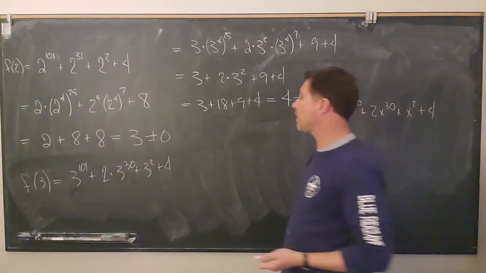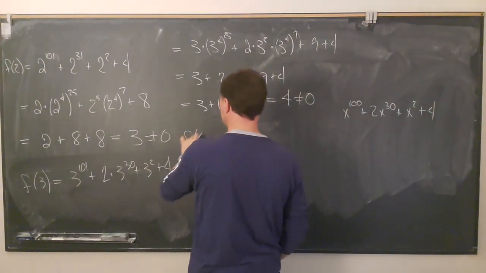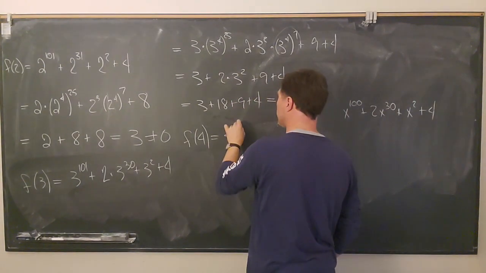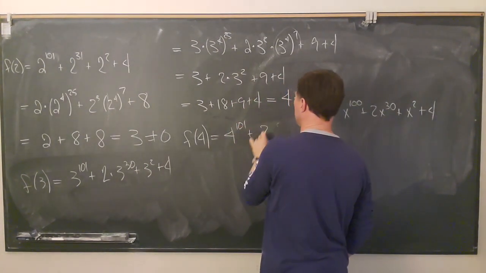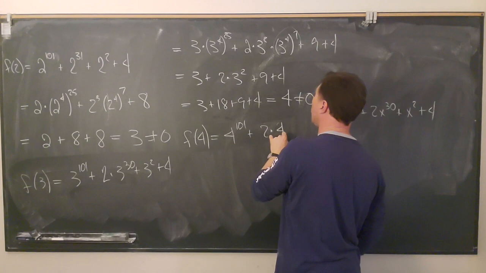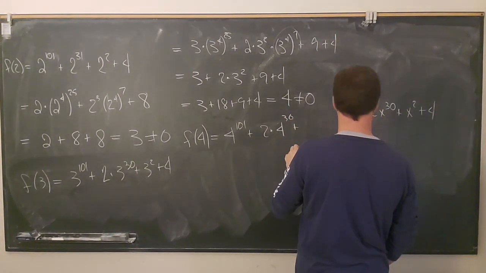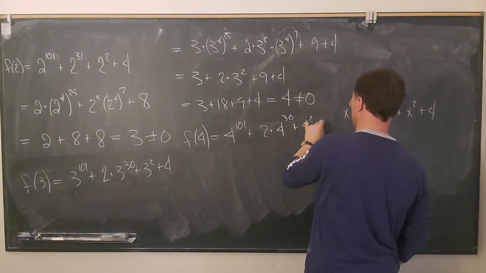And then let's do one more. Well, we need to do one more. F of 4. So that's going to be 4 to the 101 plus 2 times 4 to the 30th plus 4 squared plus 4.